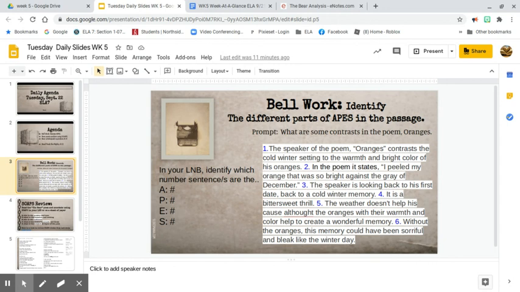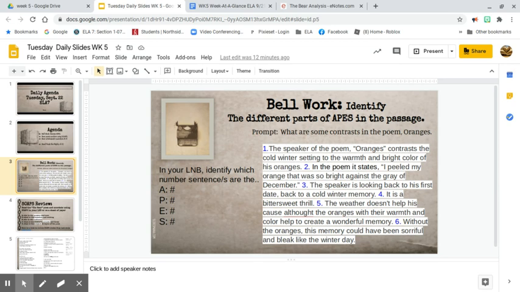So what I'd like for you to do is read this paragraph. There are six sentences within the paragraph, and I want you to identify which sentence is the A, which one answers the prompt, which one is the text evidence that proves the answer, which sentence, more than one perhaps, would be explaining the text evidence and your answer, and which one would be your special closing sentence. And you can write this in your L&B.